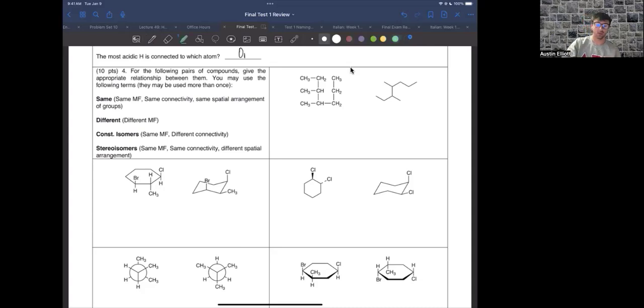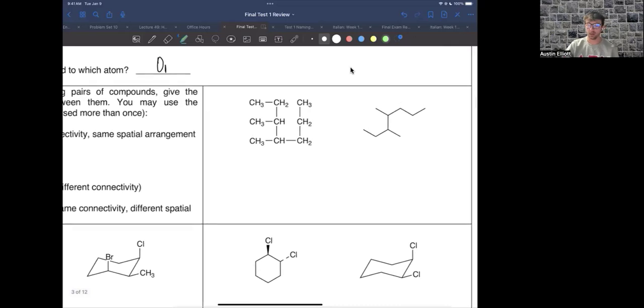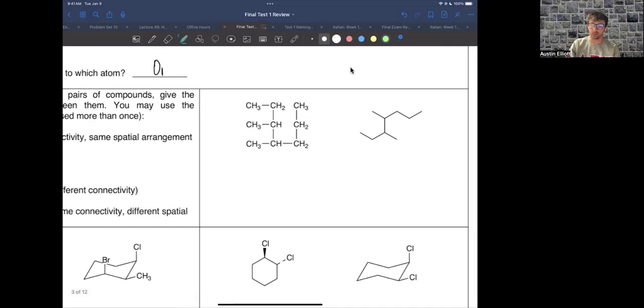So looking at this first one, they look a little bit different, but if we count the overall molecular formula, they end up having the same molecular formula. So now we need to see if they're constitutional isomers or if they're the exact same. And to do that, you can check the names.